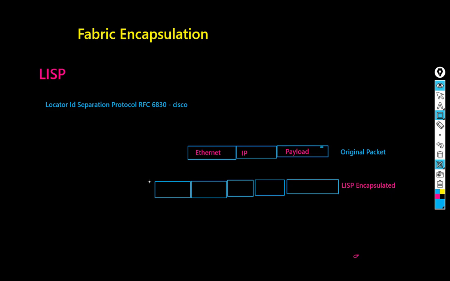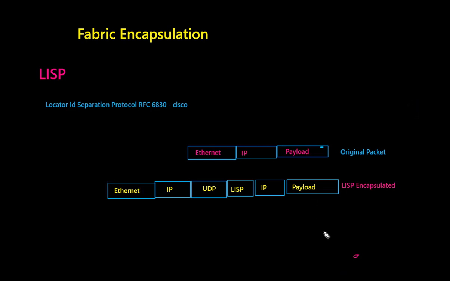So in this video, we're going to take a look at how LISP is encapsulating the control plane in the SD-Access. At the top, we're looking at the original IP packet. We've got the IP payload, the IP header and the outer Ethernet header. In the LISP encapsulated packet, we have the payload followed by the IP header and then the LISP header. And that is encapsulated in UDP and then the outer IP header, which is the underlay IP header, and the outer hop by hop Ethernet header.